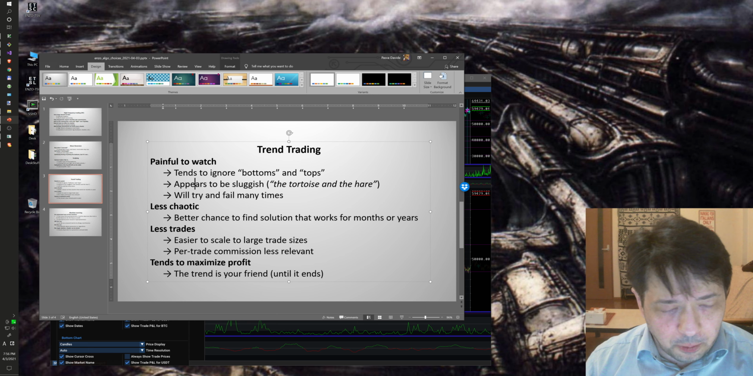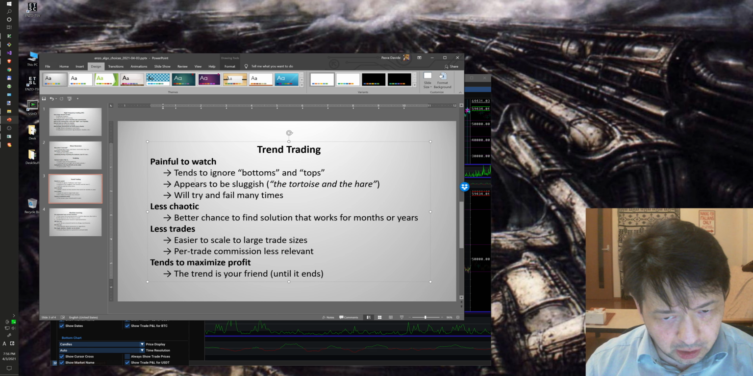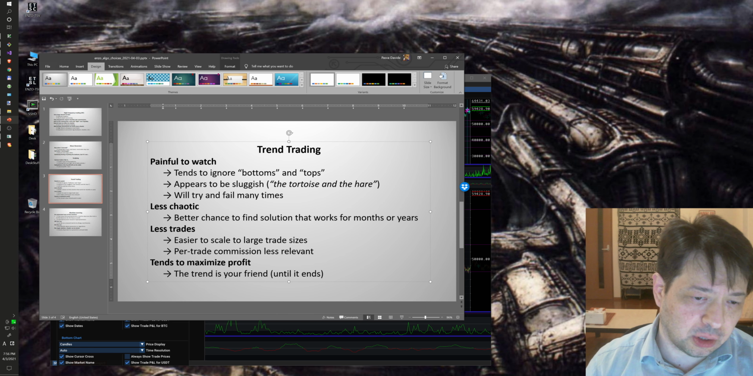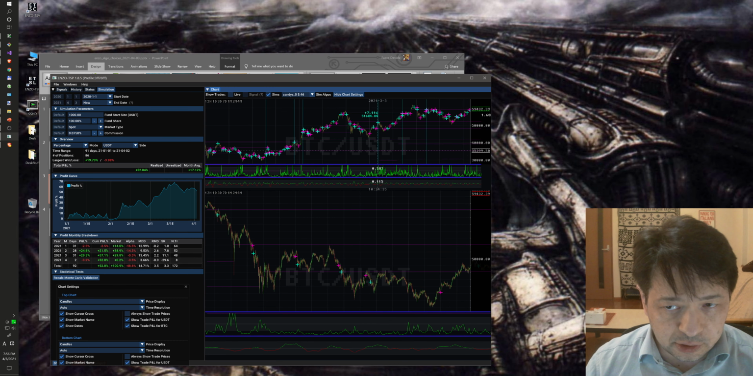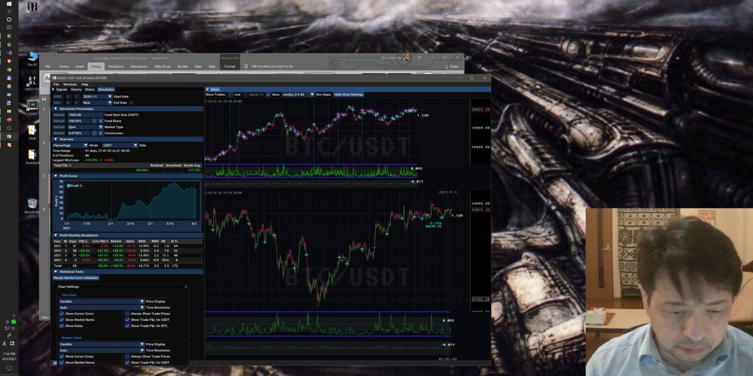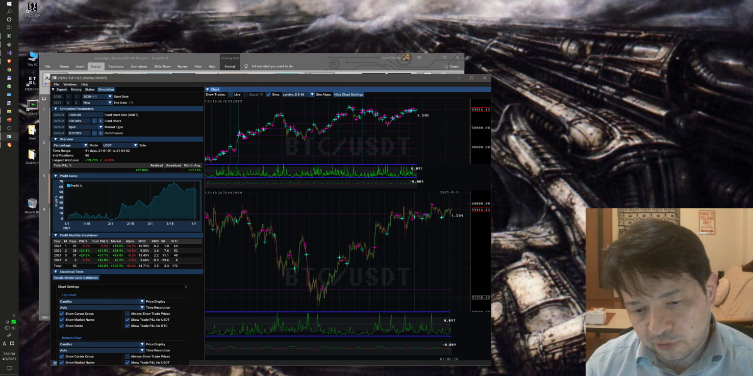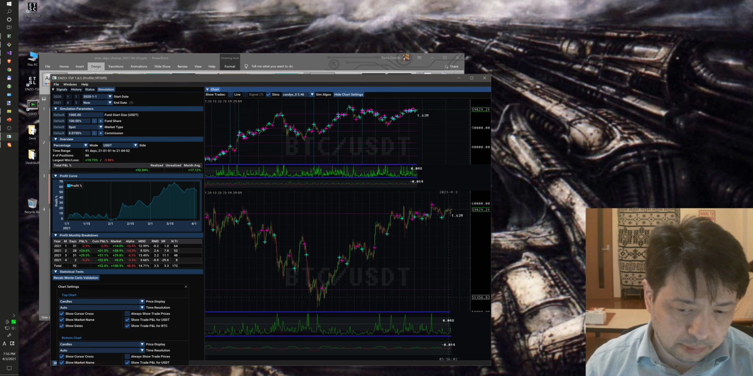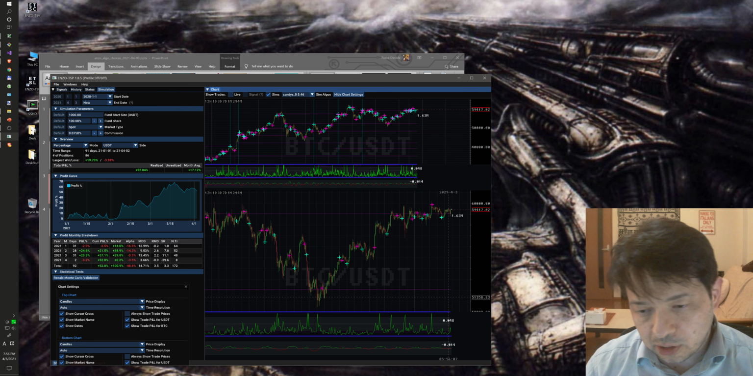So compared to high frequency trading, it's definitely less chaotic. There's a much better chance to find a solution that will last for several months or even years, because it's easier to find certain patterns. Unlike high frequency, it kind of pops to the eye, or even if it doesn't, it is still less random, so to speak.